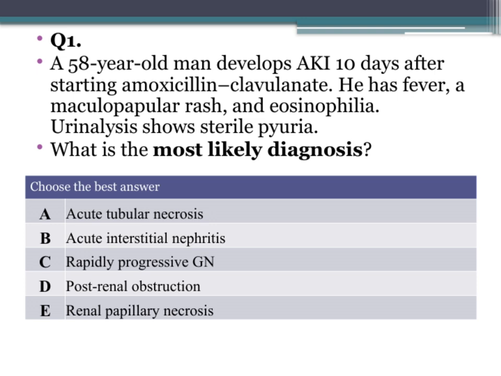Putting all these pieces together, the recent drug exposure, the allergic symptoms, eosinophilia, and sterile pyuria, these features strongly suggest a hypersensitivity reaction affecting the kidneys. This points us toward a diagnosis of acute interstitial nephritis. Understanding this condition is crucial because it highlights how certain drugs, like antibiotics, can cause immune-mediated kidney injury. Recognizing these signs early can help us prevent further renal damage and adjust treatment accordingly. So, in this scenario, the most likely diagnosis is acute interstitial nephritis.